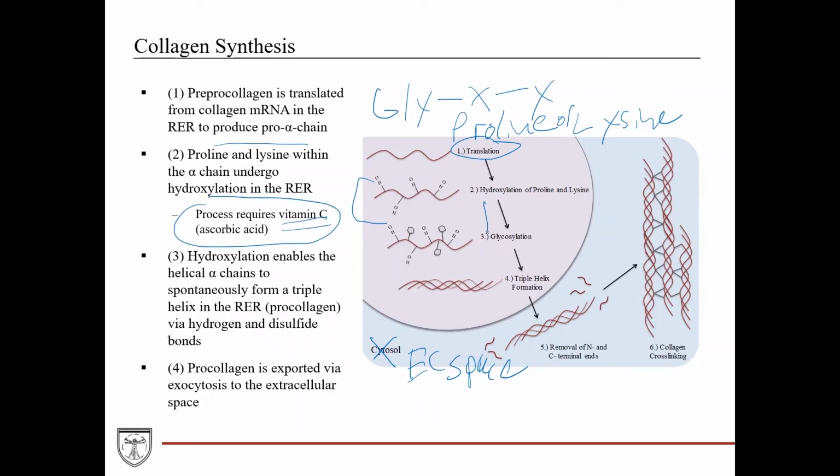Then after hydroxylation, they undergo glycosylation, as you can see here and here. And what these processes, specifically hydroxylation, do is they enable the helical alpha chains to spontaneously form a triple helix in the rough ER. And you can see that here, and this is what's called procollagen. And this occurs via hydrogen and disulfide bonds to help form this triple helix structure here. Then this procollagen is exported via exocytosis to the extracellular space, where it undergoes the final steps in collagen synthesis.